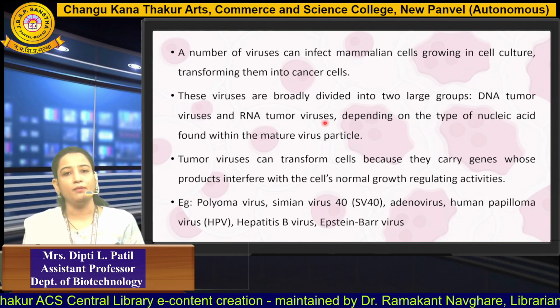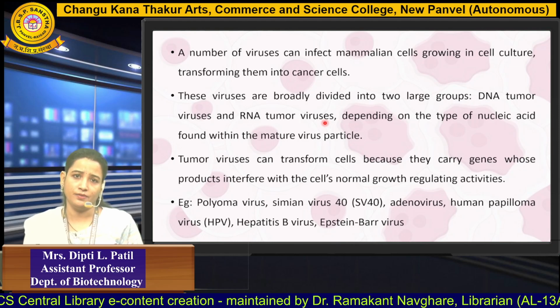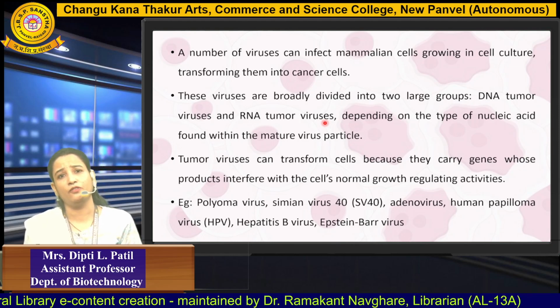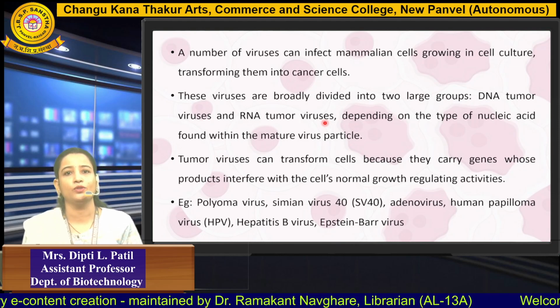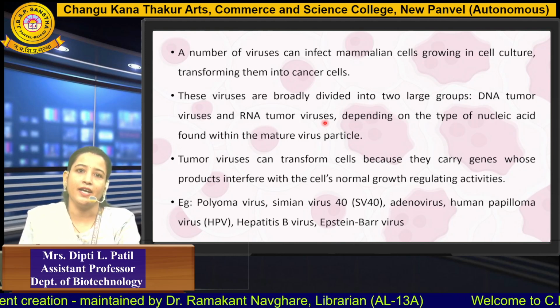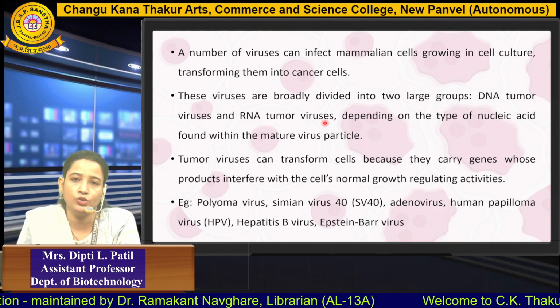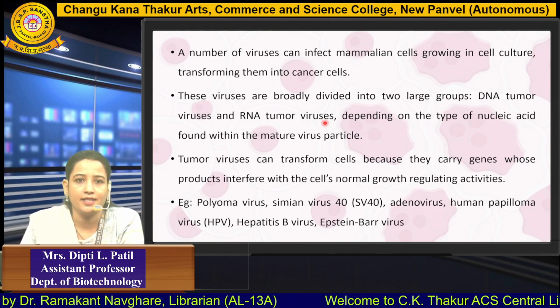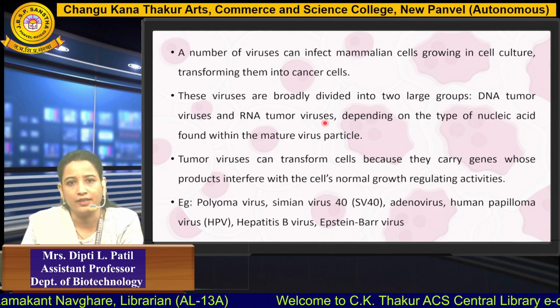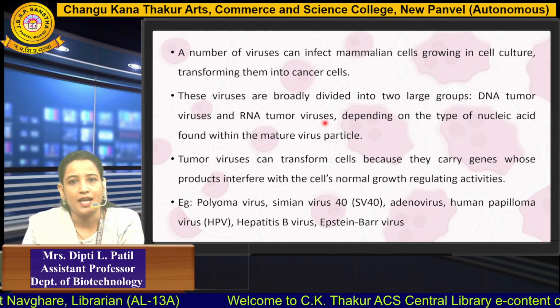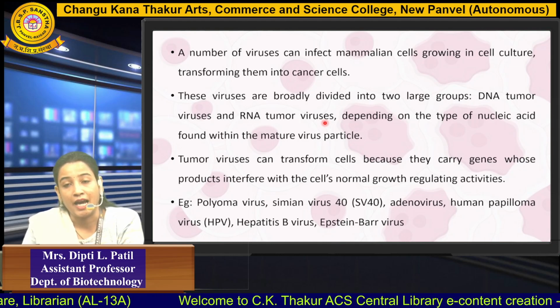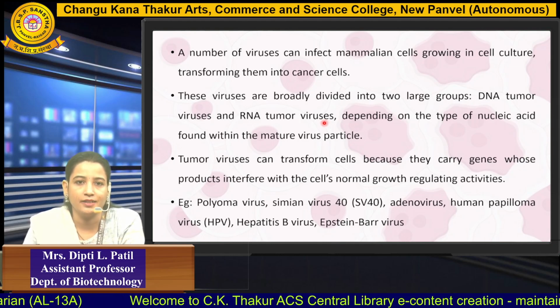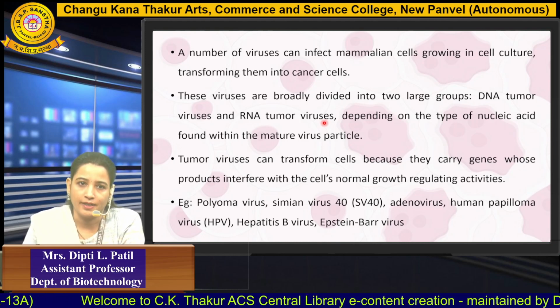After that there are a number of viruses also, which are responsible for transforming the normal cell into the cancer cell. So these viruses are broadly divided into two large groups. First is the DNA tumor virus, and second is the RNA tumor virus. Basically this classification depends upon the type of nucleic acid present in the mature virus particle.